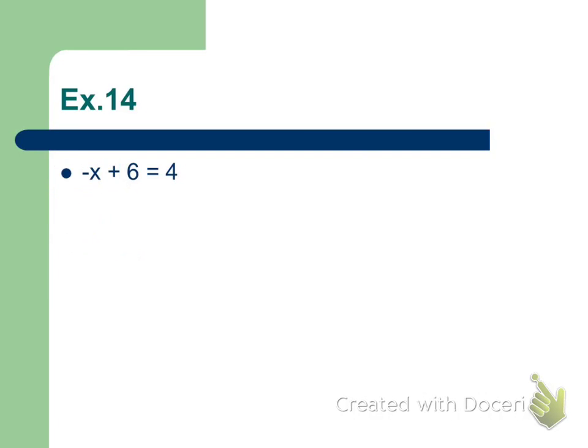Alright. This one steps it up a notch. Again, when I box in my variable, I'm just boxing the variable. I don't want that negative sign next to it. So my goal is to get it all by itself. We have not done one like this before. Jamal, what do you think we should do first?